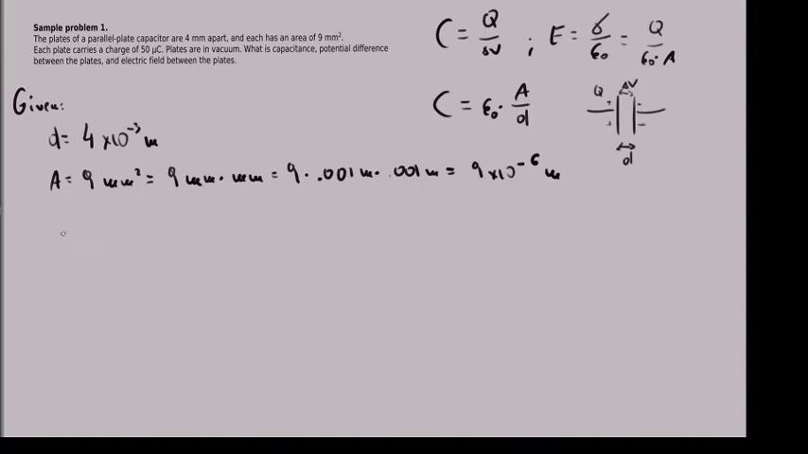Okay, so we have the area, we have the distance between the two plates, we have the charge, Q equals 50 microcoulombs, so this is 50 times 10 to the minus 6th of a coulomb, and we can keep it like that. All right, the unknowns. So what I'm looking for is the capacitance, and I'm looking for the potential difference, and I'm looking for the electric field.